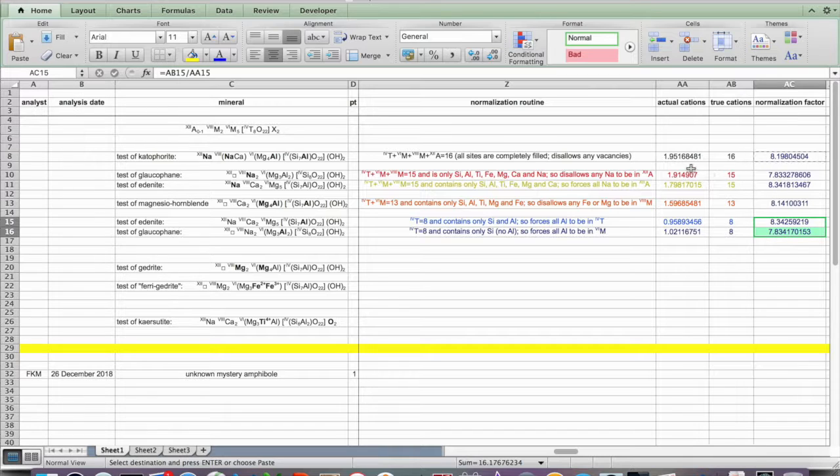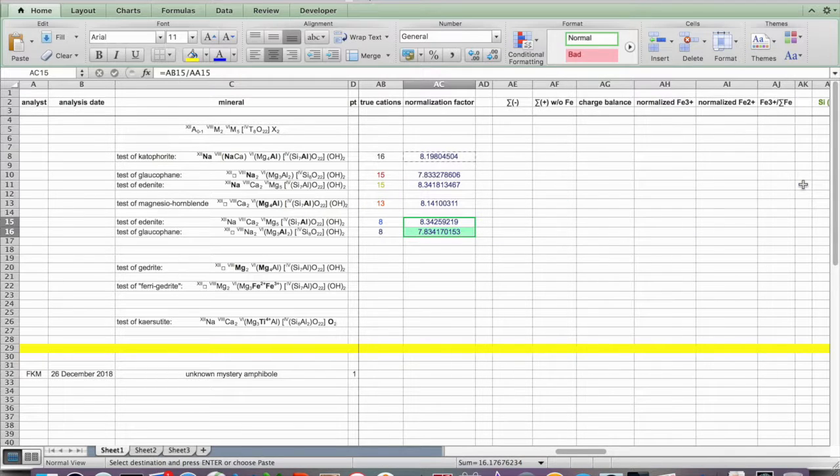So despite the fact that these numbers are very different, and these numbers are very different, all of these have come out very similar. And so we'll see later on that this is where the variability in our different normalization routines comes in. Okay, so what I'm going to do is temporarily skip this, and we'll go and do some of our site fillings, and then we'll come back and take a look at the charge balance.